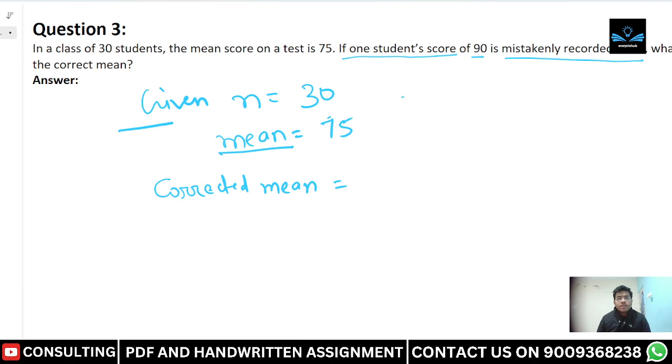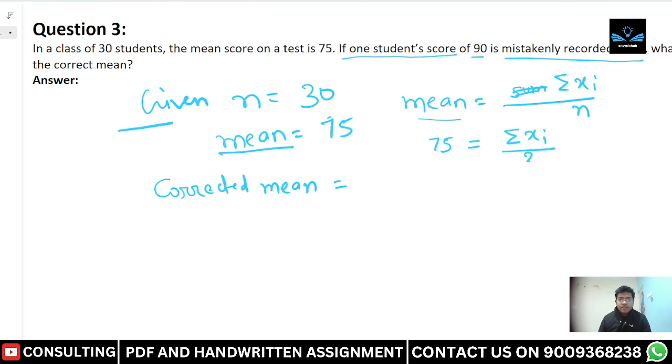first we will write the mean is equal to the sum of all the values, that is, summation of xi divided by n. The mean is given here as 75, and n is 30. Now we have to find the summation of xi, so we will multiply 75 into 30, which will be 2250. 2250 will be the summation of xi.